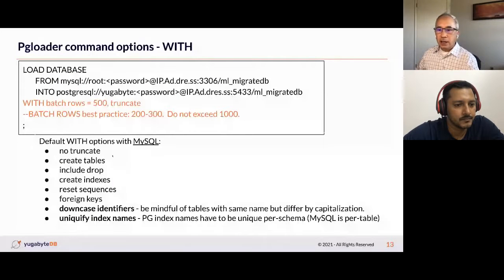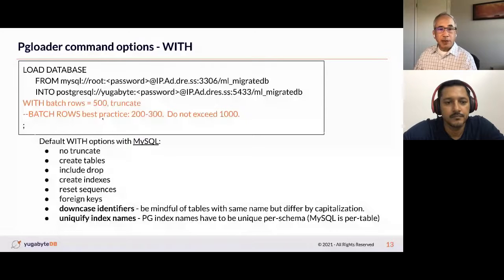So on to the next section is the with clause. The with clause basically gives YSQL Loader the information on what type of database migration objects you're going to be doing. And so you can see that there are default options: no truncate, create the tables, include drop, which means drop the tables before creating them, create indexes, reset sequences, which we'll see in a few more slides, and then foreign keys, which means create the foreign keys.